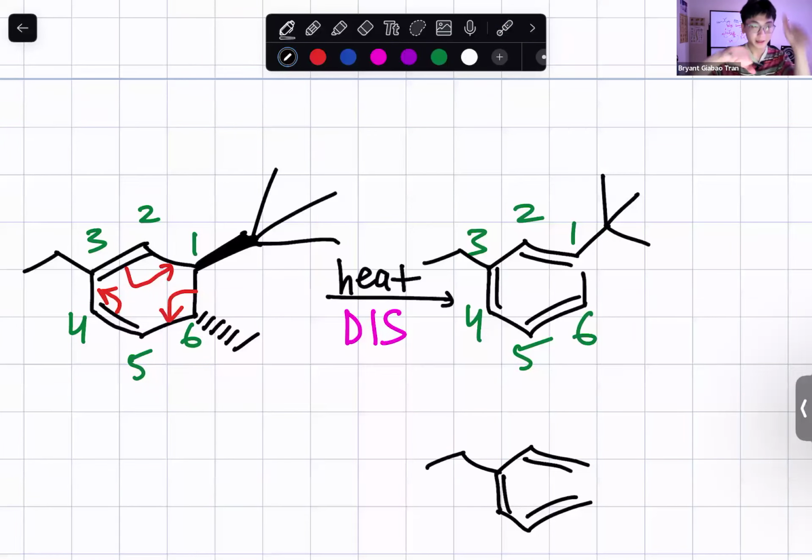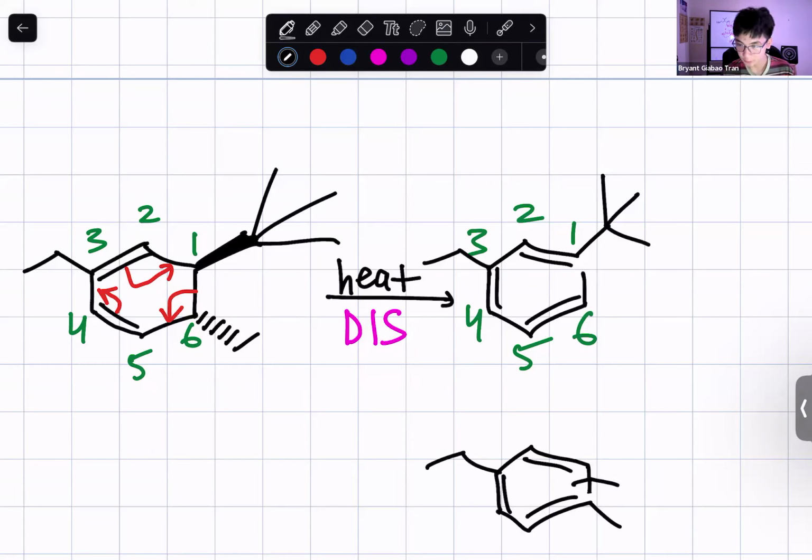Now let's do it the other way. I'm going to rotate my tert-butyl clockwise, which means that I'm going to rotate my methyl group, let's see, counterclockwise. Yes. Now they're facing down. They're both facing down, which would give me that product right there. Does that make sense so far on how we got those?